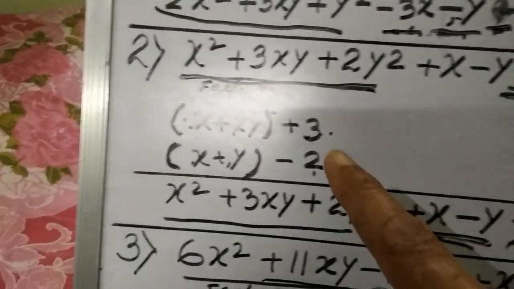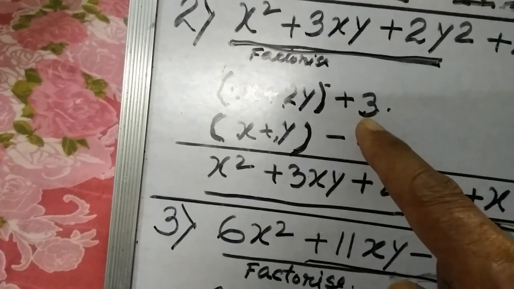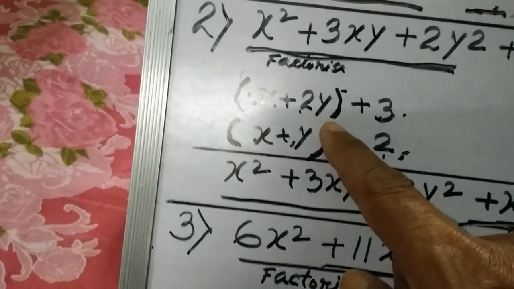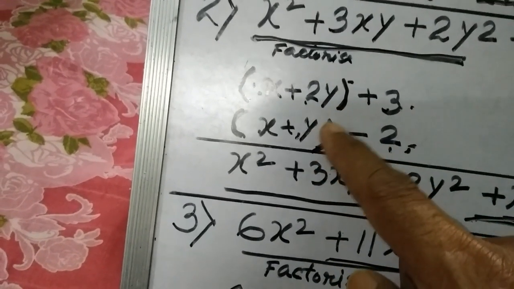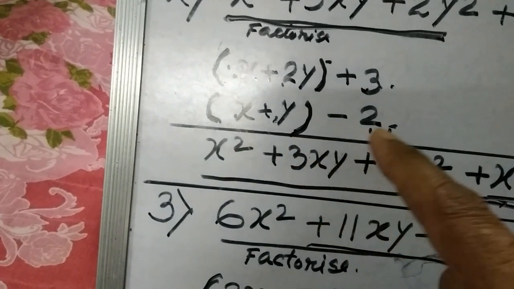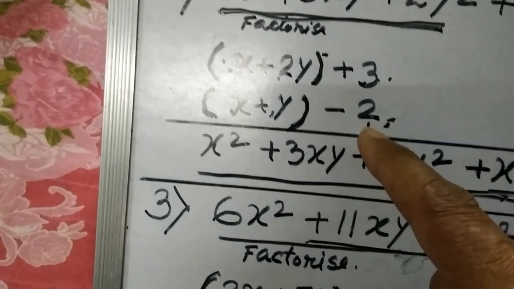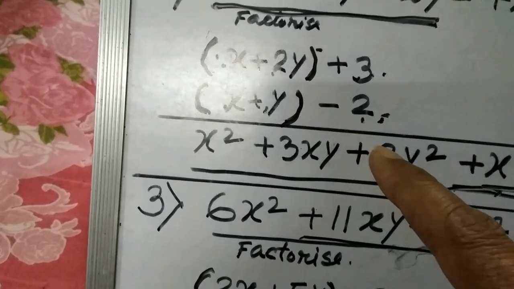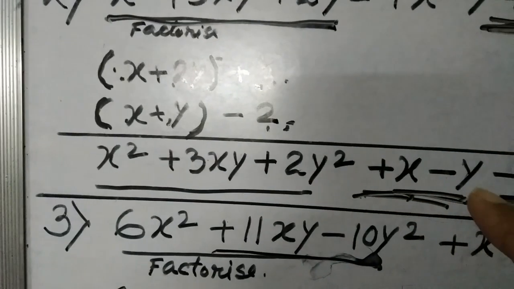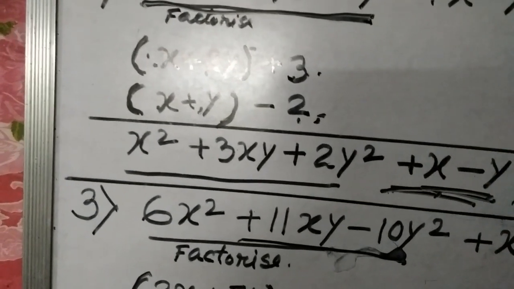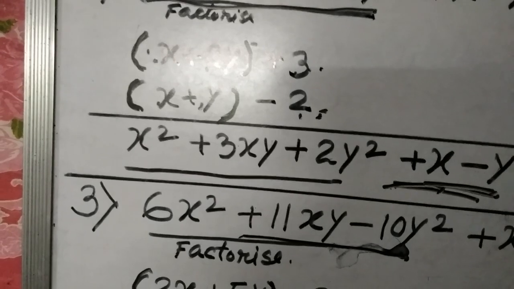Please correct it. Here I told x instead of y. 3y... 2 into 2 is 4y, so it is minus y, but I told x. Please bear with me and correct it.